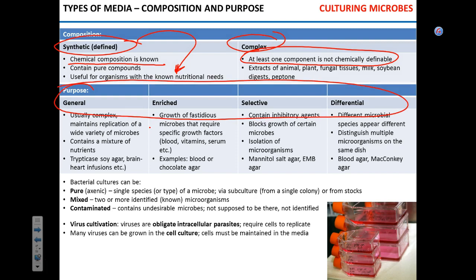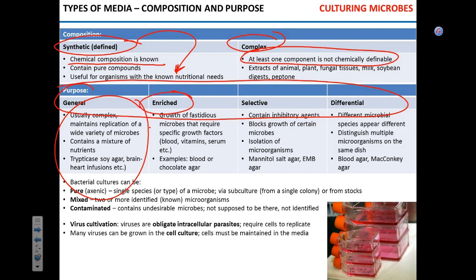General purpose medium. Trypticase soy agar is what we're going to be using. It's a mixture of nutrients. It's like a buffet. Does that make sense? General purpose. It supports the growth of a wide variety of organisms and gives no preference to any organism at all. We clear?